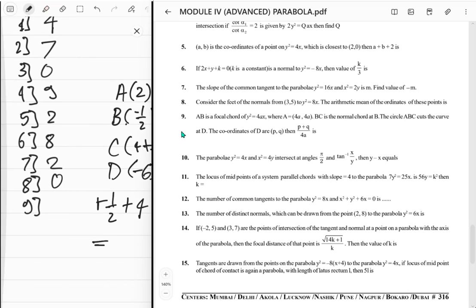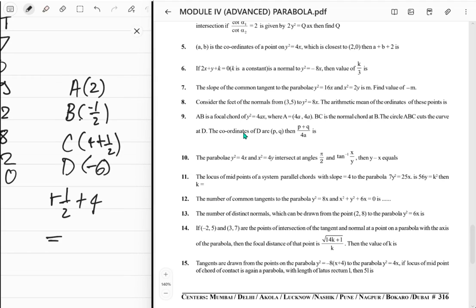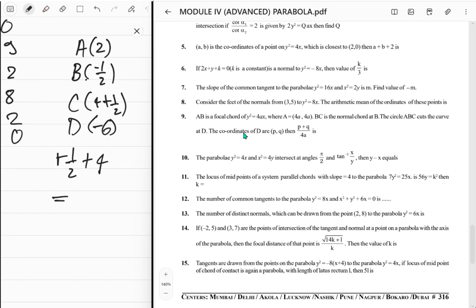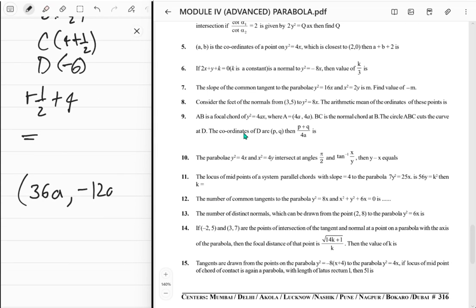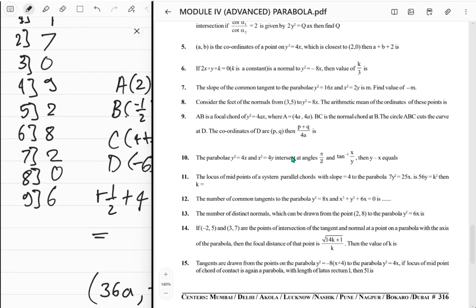And A, we don't know what A is, right? But okay, so 8A squared is supposed to be 36A, and then 2At is supposed to be minus 12A. There we go, that's our points. The coordinates of D are this, then P plus Q upon 4A, P plus Q is just 24A, and that upon 4A is supposed to be 6. There we go. Next question.